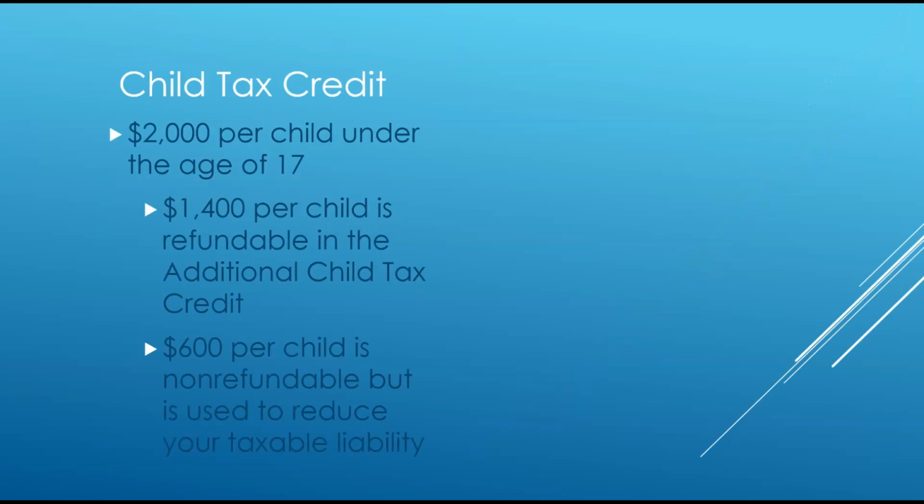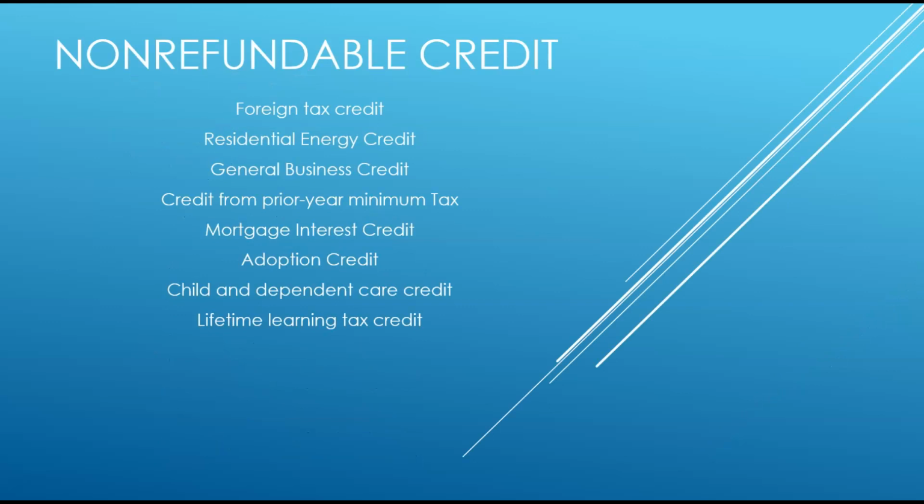So here is an example of the child tax credit. The child tax credit gives you $2,000 per child for any child that's under 17 years old. Now, that one is split. So you get the first $1,400 as a refundable credit, and then the additional $600 is non-refundable. So it splits it.